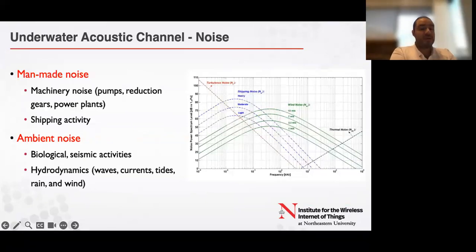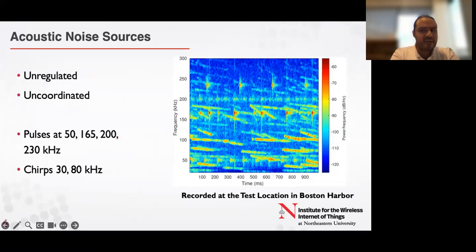Obviously, noise is also very important in the underwater domain. Noise is pretty unique if you look into it. It is really not white. It is very colored noise, and it appears in different parts of the frequency from different sources. That could be man-made sources like machinery, pumps or shipping activity, or ambient noises like seismic activity, waves, currents and tides. One other thing that is really important to understand is that there is not really an FCC. There's no one regulating the underwater acoustic channels, so anybody can transmit anything at any power they like, at any frequency, at any time.